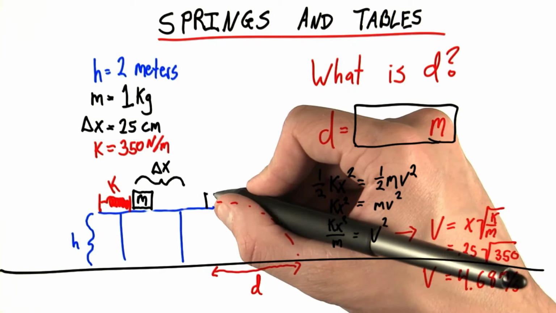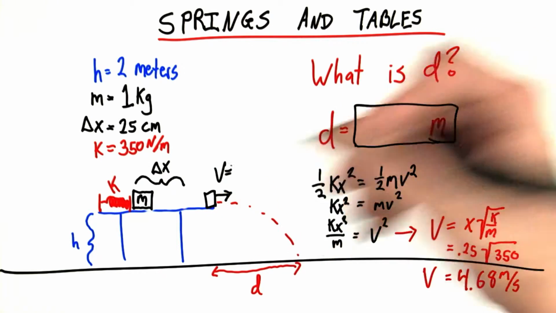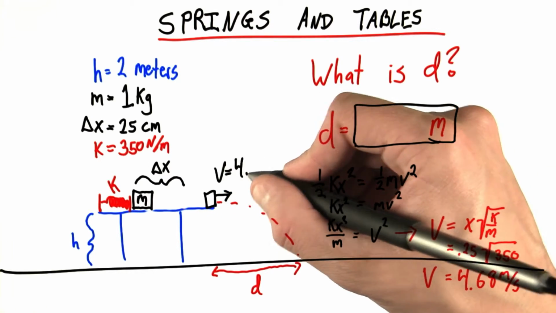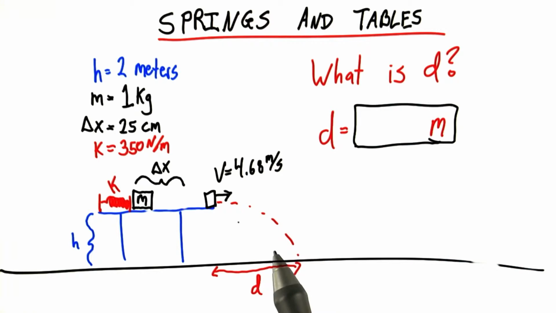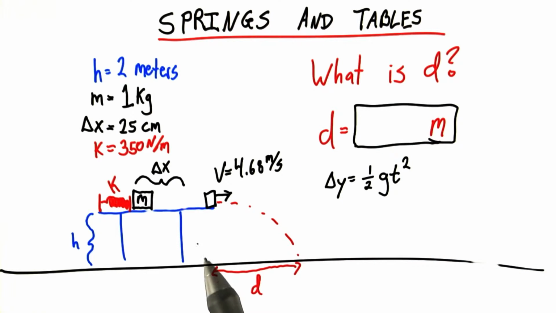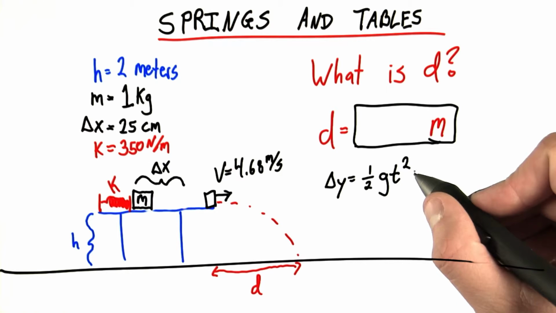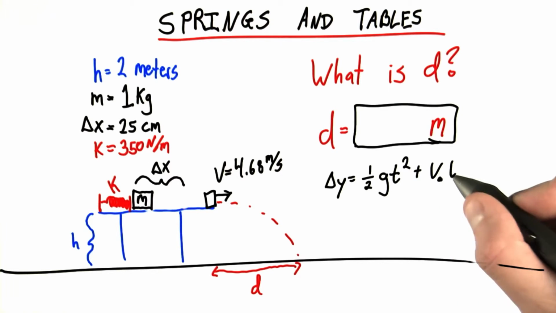Now we can just think of this problem as a block being thrown horizontally with a velocity of 4.68 meters per second. And now we use our standard two-dimensional motion skills to solve this. Well, first I want to calculate the time spent in the air. Since there's no vertical velocity initially, my equation of motion simplifies to this. There's no v0t term this time.